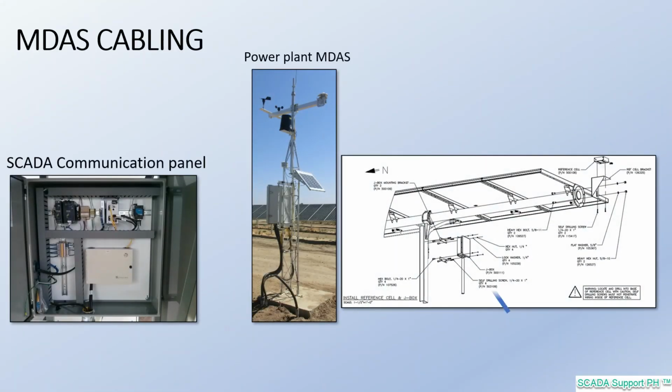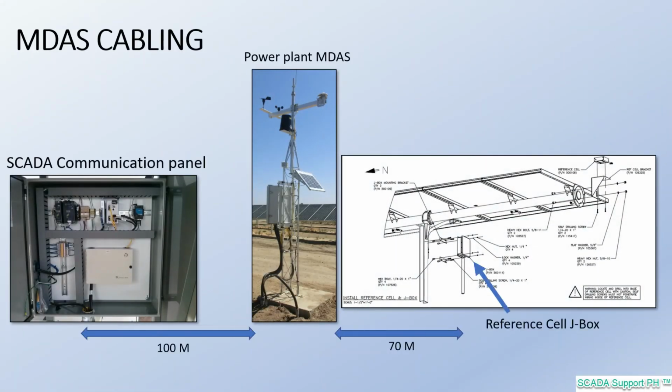For a large-scale power plant, MDAS must be within 100 meters of the SCADA communication panel and 70 meters away from the reference cell's junction box or J box.